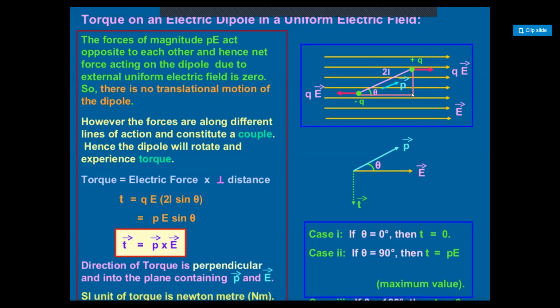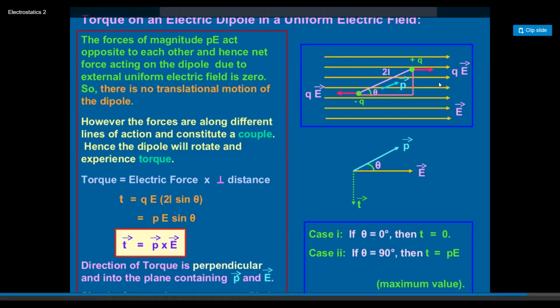What is the concept of the torque? When two equal and opposite forces act on any object or system by keeping some perpendicular distance, they produce a torque which tries to rotate the system. In this case, the torque tries to rotate the dipole in the clockwise direction.